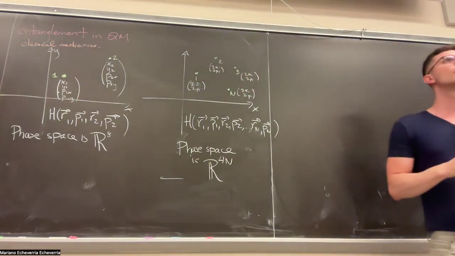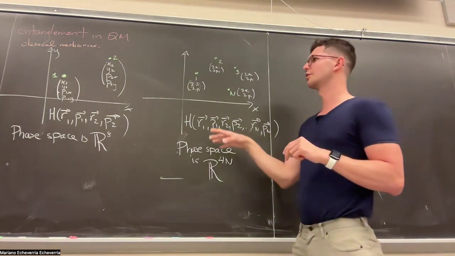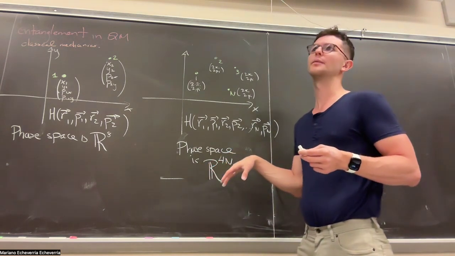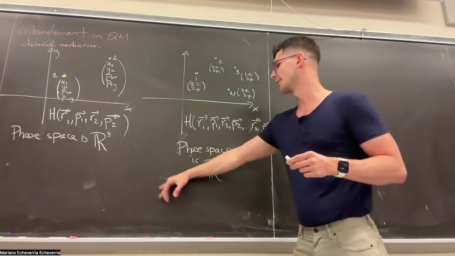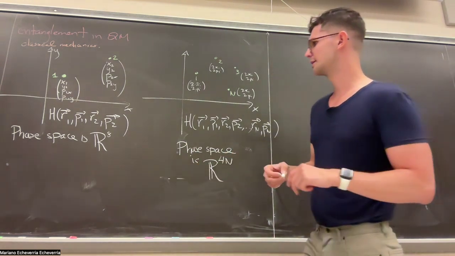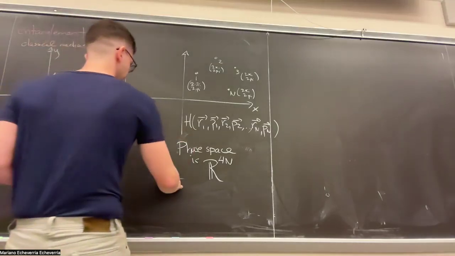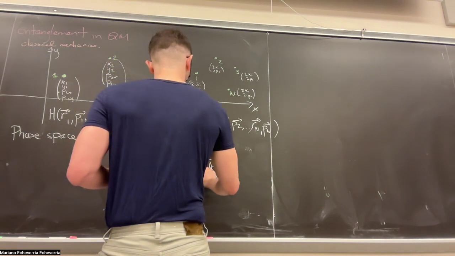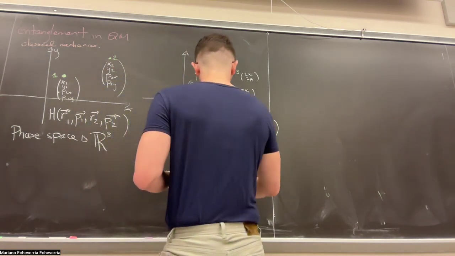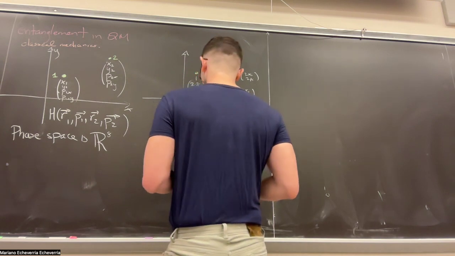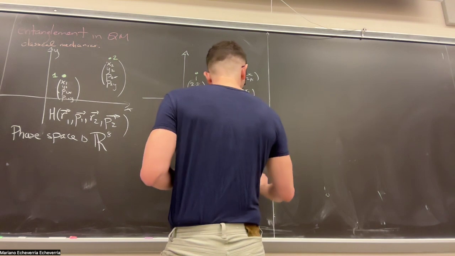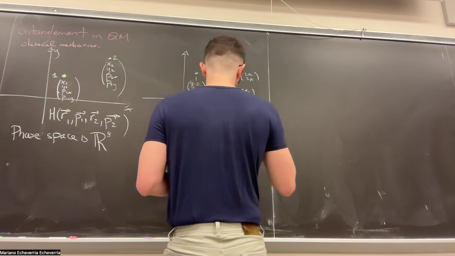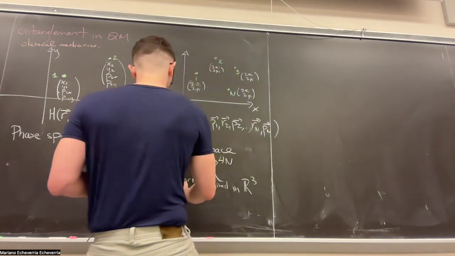Okay, and if the particles were in three dimensions, the phase space would be R to the 6N. So the important thing is, what is the dimension of the phase space? Let me just write it here. If the particles live in R3, the phase space would be R to the 6N, which is probably closer to what some of you may have seen.